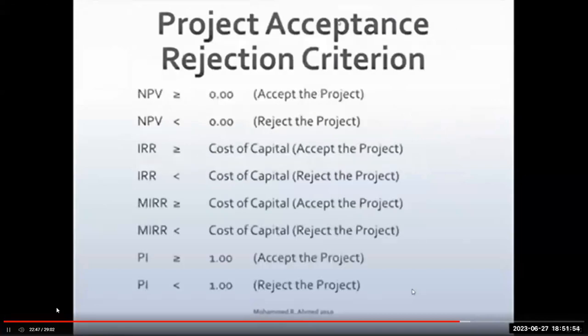Project acceptance or rejection criteria. If net present value is greater than or equal to zero, the project is acceptable. If the net present value is less than zero, reject the project. If internal rate of return is greater than or equal to cost of capital, the project is acceptable. If the IRR is less than cost of capital, reject the project. If modified internal rate of return is greater than or equal to cost of capital, accept the project.